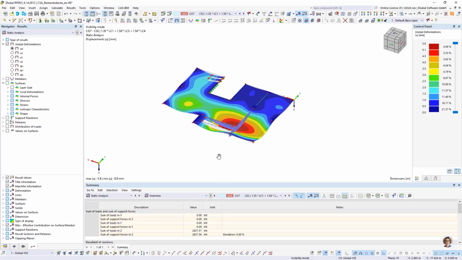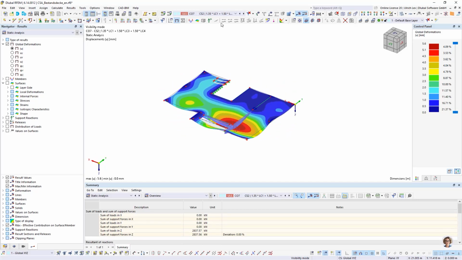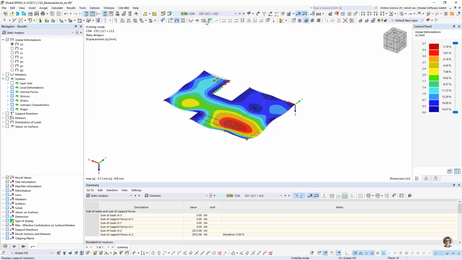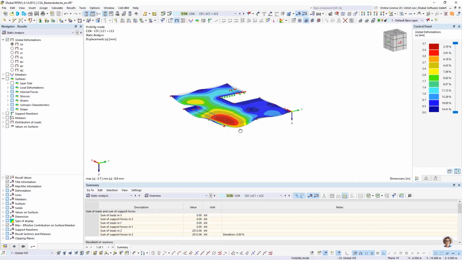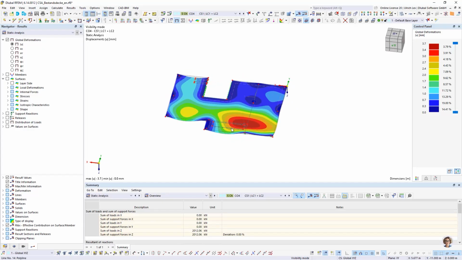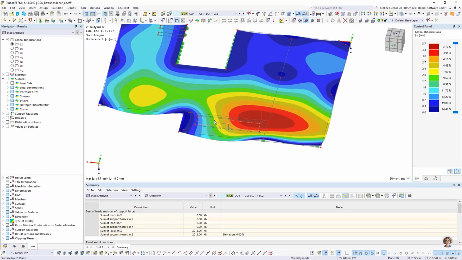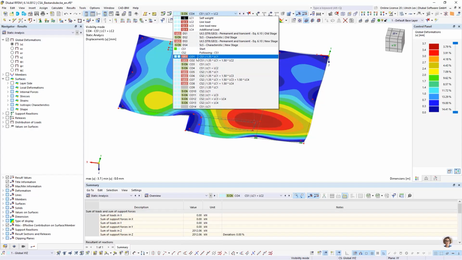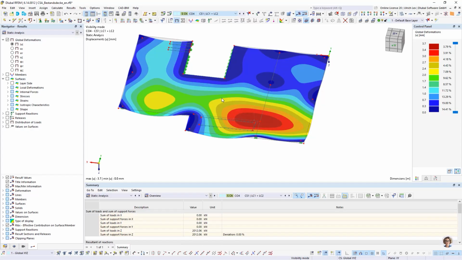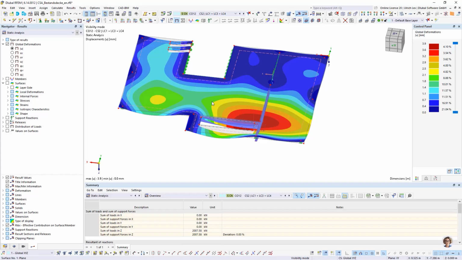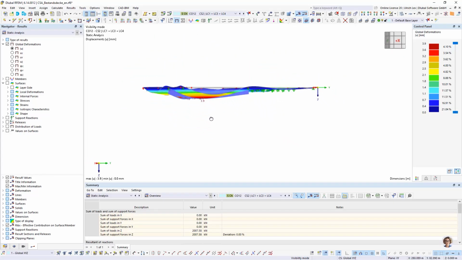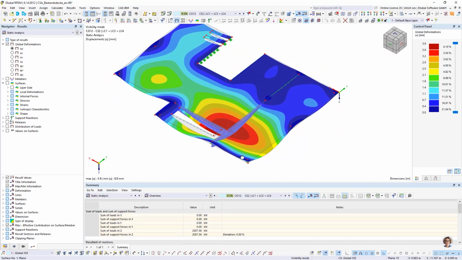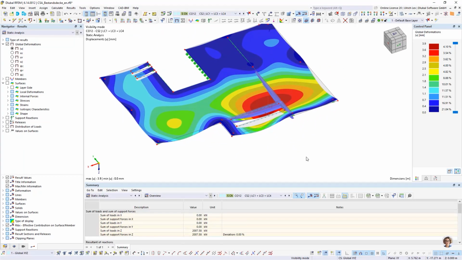So when we take a look on the results on the different stages, then I can choose here maybe for deformations. In stage 1, we see that the surfaces in the openings are acting. And when I look at stage 2, then also the members are acting. So our input was okay, I would say.